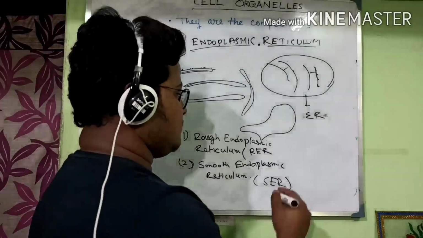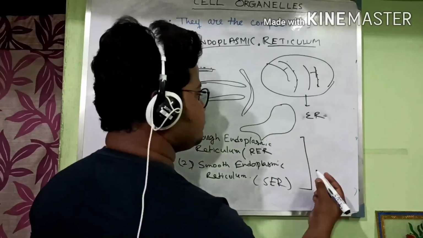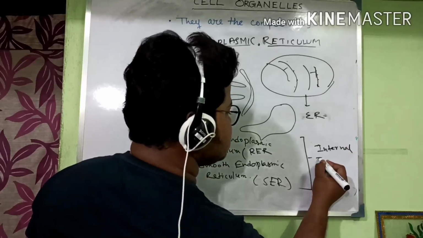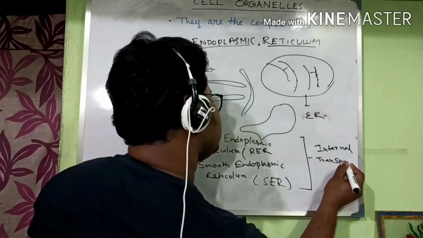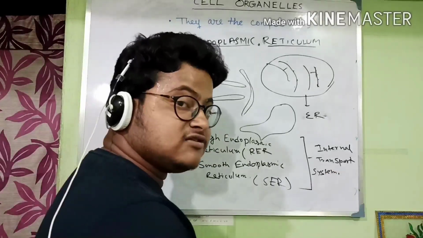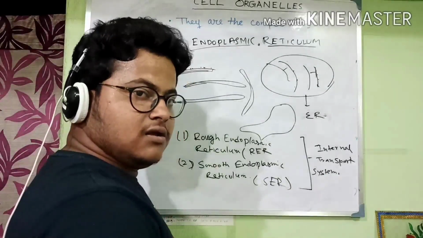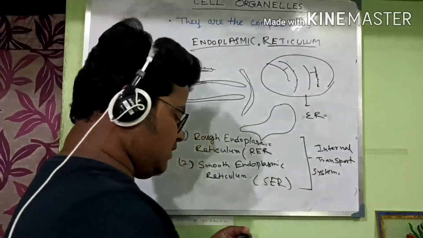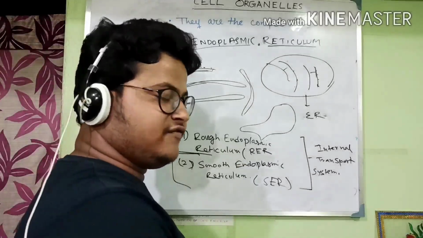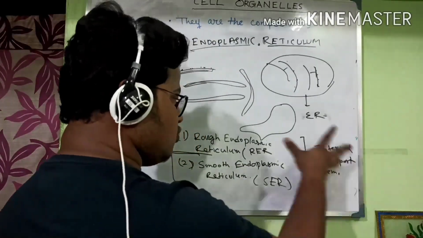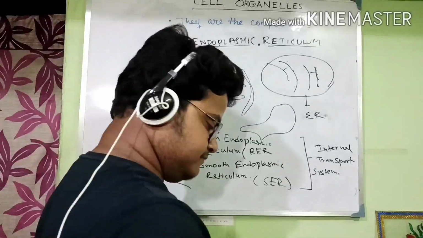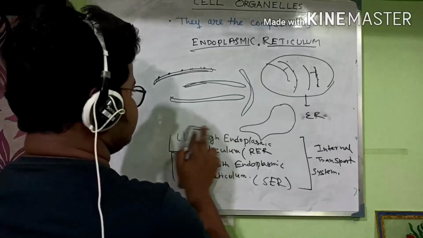So what is the job of the endoplasmic reticulum? They are the internal transport system of a cell. But these two types, RER and SER, have different work. This is common to both, but they have other features.